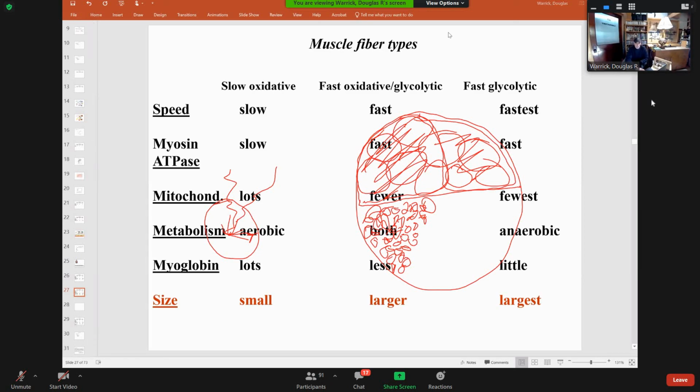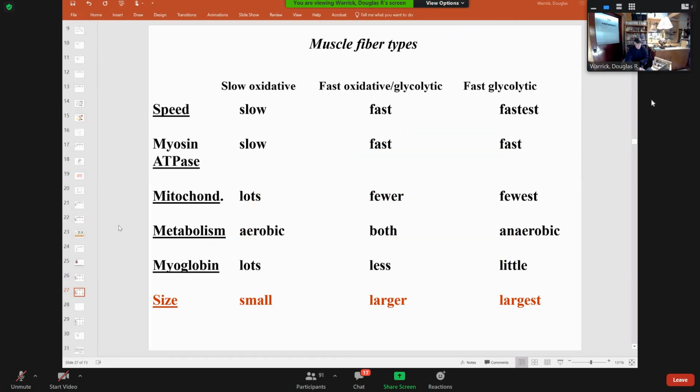Sorry, I keep forgetting that I have to clear that. There we go. Size is small, large. Let's see.